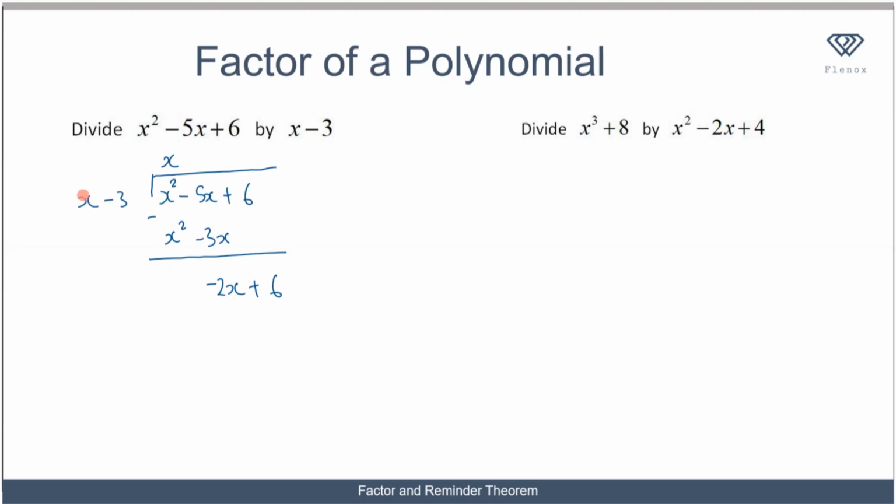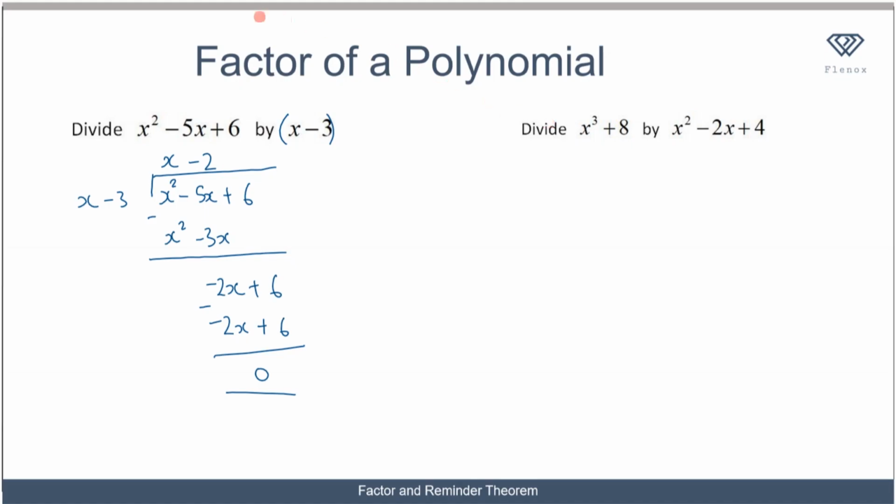Then what do I have? Minus 2x divided by x will give me minus 2. So minus 2 times x will give me minus 2x, and minus 2 times minus 3 will give me plus 6. And when I subtract both, I'll have 0. So as you can see, when I divide this by this, the remainder is 0. Therefore, x minus 3 is a factor of x squared minus 5x plus 6.